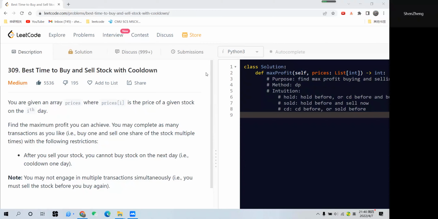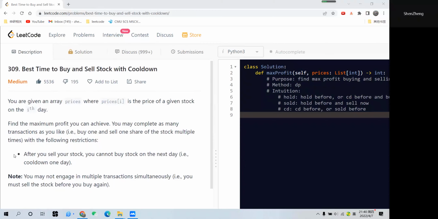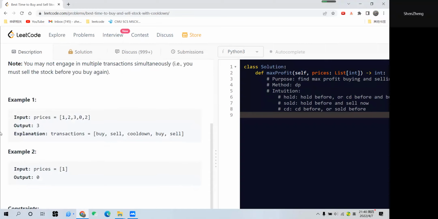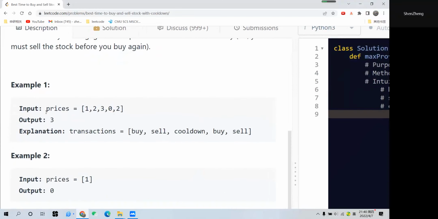In this question, based on question 2, additionally, we have a cooldown day. So what is a cooldown day? Well, after we sell the stock at hand, we cannot buy the stock on the next day. So this is the cooldown for 1 day. Okay, now let's check example 1 to see what the question means.